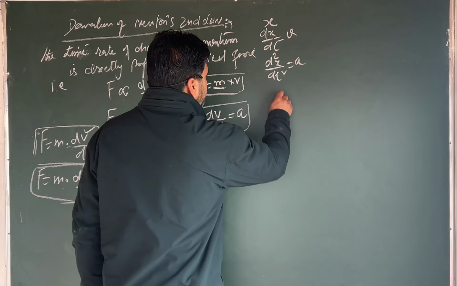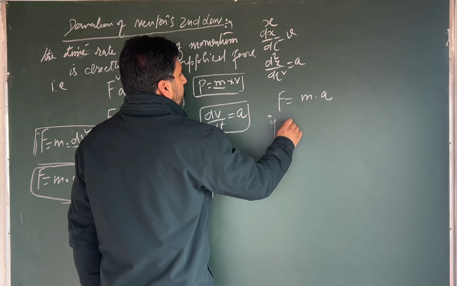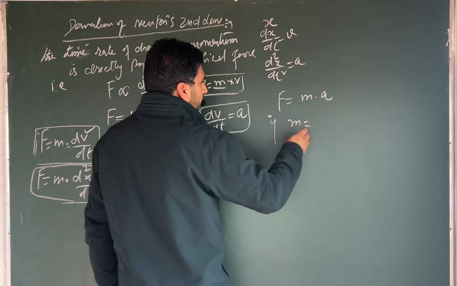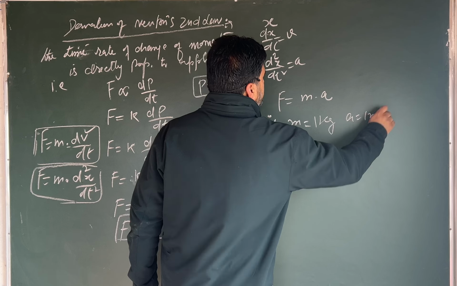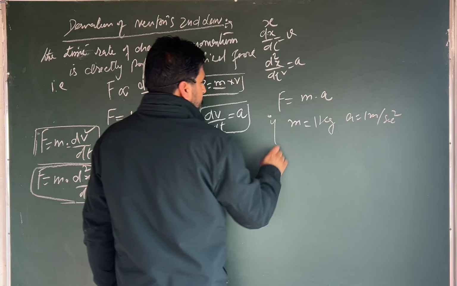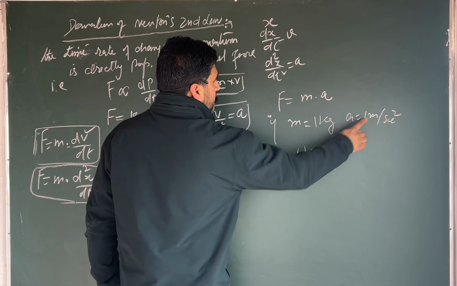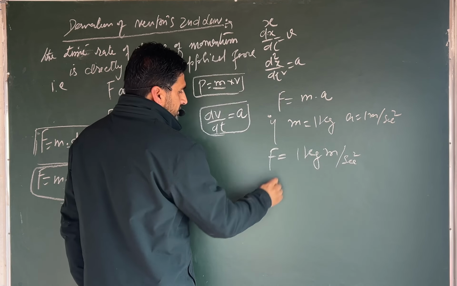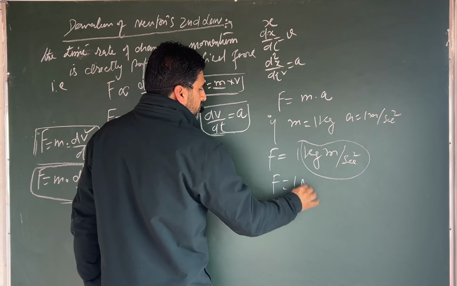So F is equal to m into a. If m is equal to 1 kg and a is equal to 1 meter per second square, then this F is equal to 1 kg meter per second square. 1 into 1 is 1. This F is equal to this kg meter per second square is known as Newton.